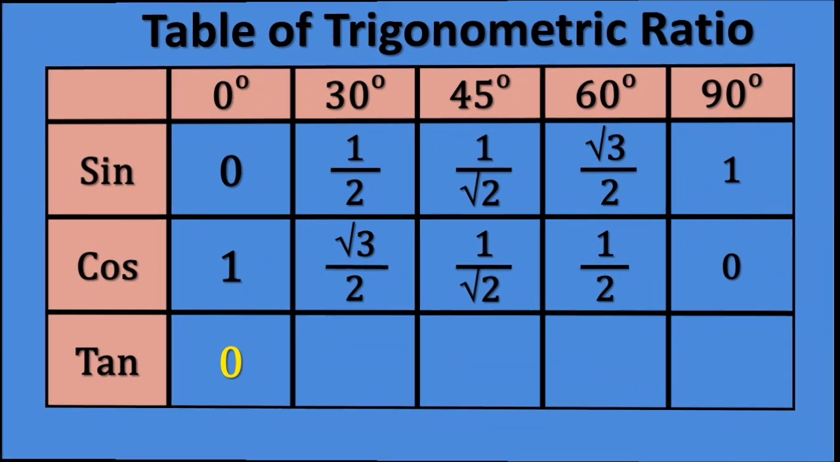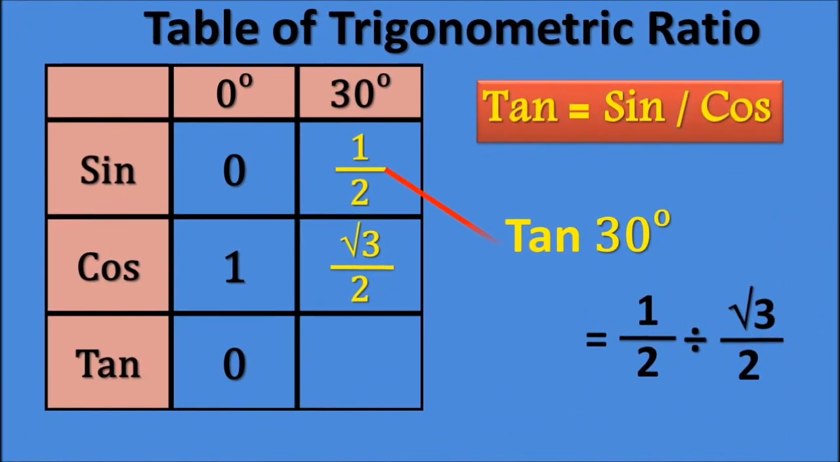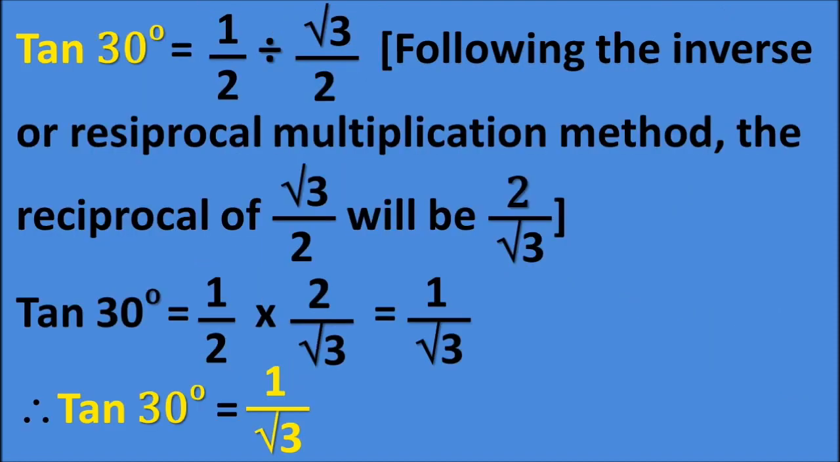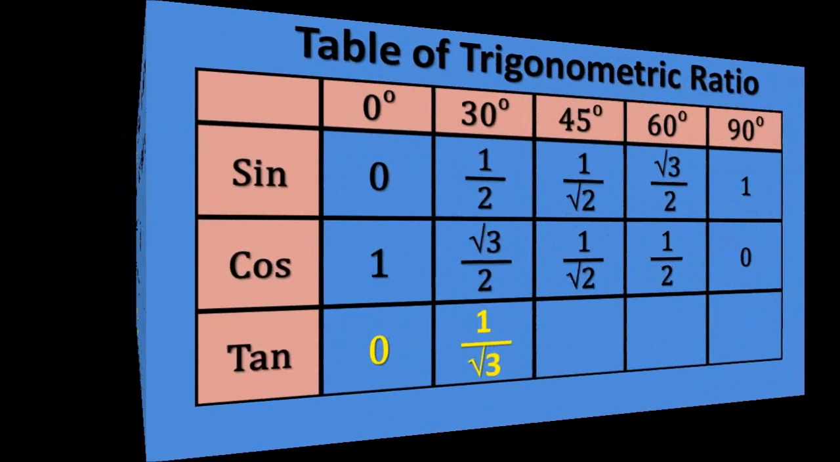Tan 30 degree is equal to 1 by 2 divided by root 3 by 2. Here we have to follow the inverse or reciprocal multiplication method. The reciprocal of root 3 by 2 is equal to 2 by root 3. So it will become 1 by 2 into 2 by root 3. So 2 and 2 get cut out and we get 1 by root 3. Therefore, tan 30 degree is equal to 1 by root 3.